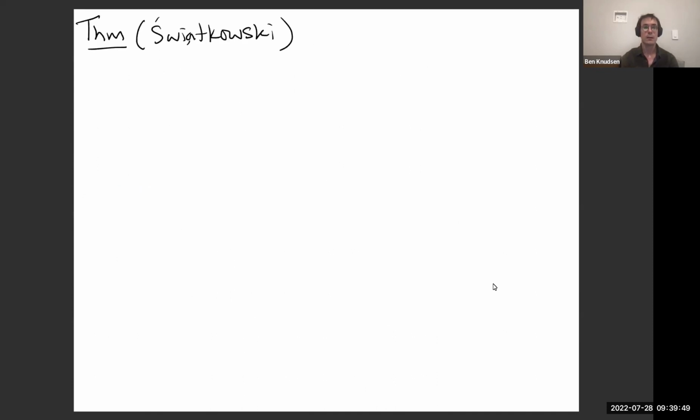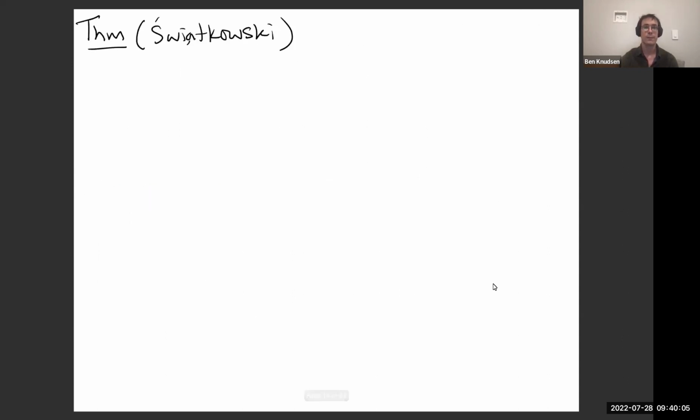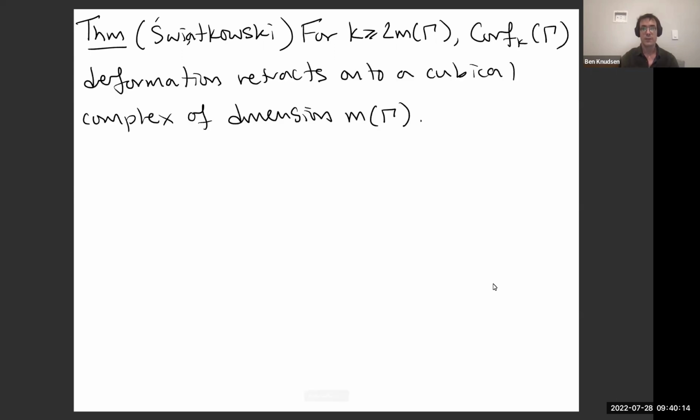Okay, so I'd first like to try to tell you what is up with this number, twice the number of essential vertices. Why is that a reasonable thing to expect to see here? For that, I'm going to appeal to a theorem of Tsiolkovsky, which says that as long as you're in this stable range, then actually the configuration space has a smaller dimension than you think it does.